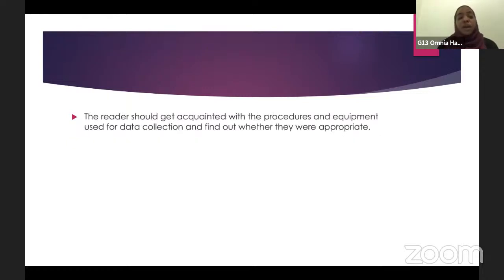Okay, then at this stage, the reader should be acquainted with procedures and equipment used for data collection and find out whether they were appropriate. And at this stage as well, pay attention to the time of the study itself. Sometimes they will say we are going to recruit for 18 months, and you will find out that at 18 months, half of the sample size was not collected.